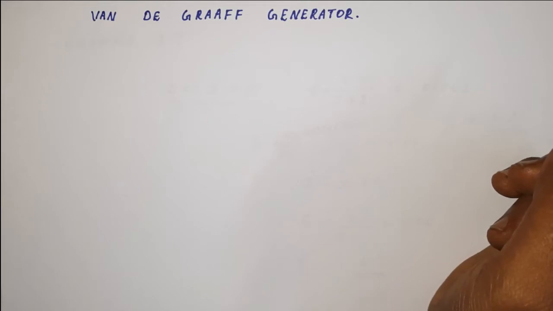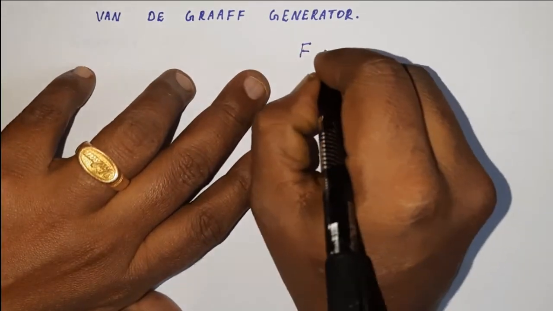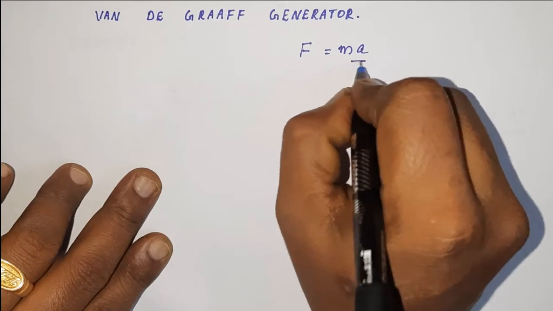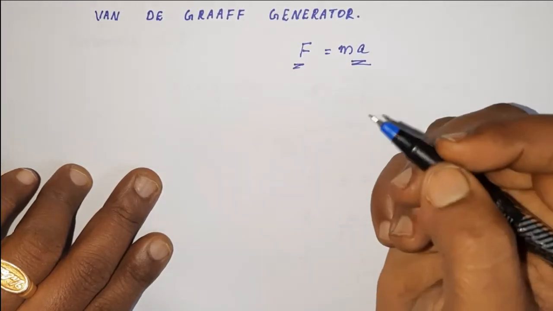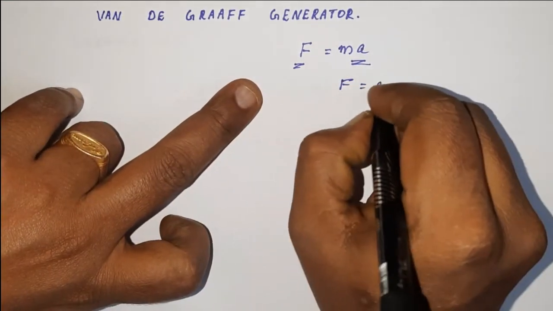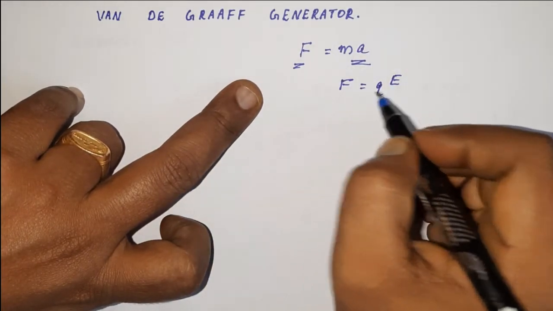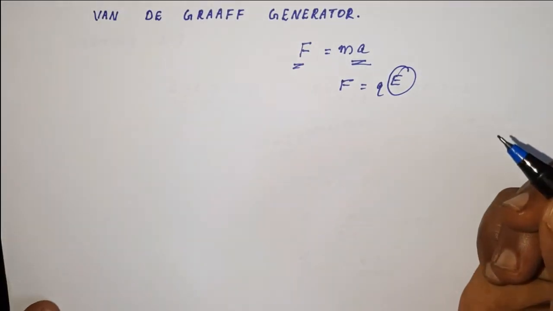To increase the speed, we need acceleration, and F is equal to ma, isn't it? So to give more acceleration, force is required. How does this force come? For a charged particle, the force comes as per this equation, F is equal to QE. So in order to give that much force, you have to produce a high electric field.